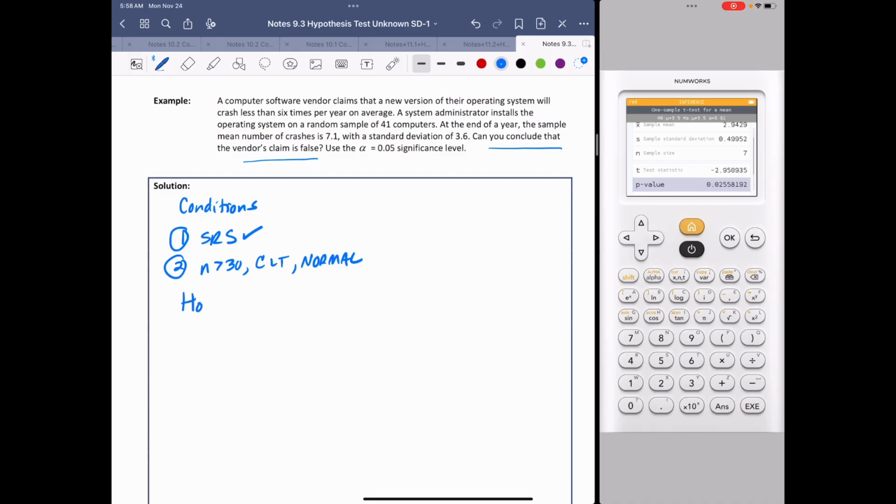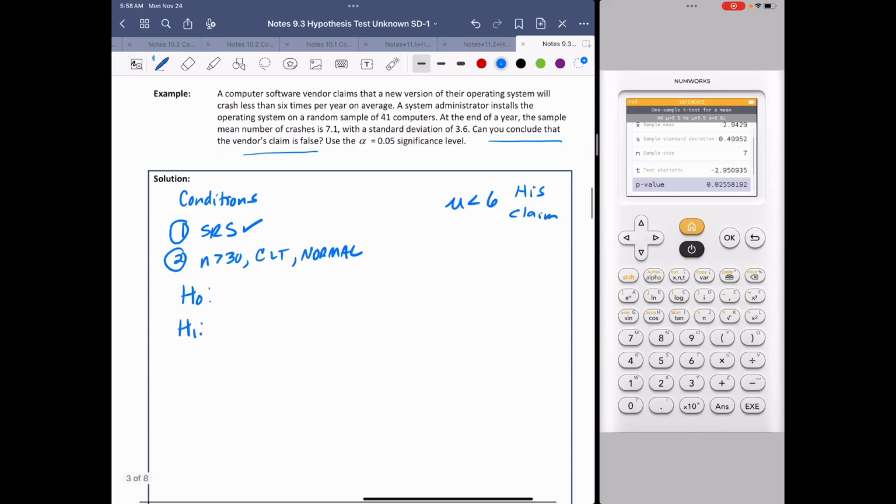And this one, the vendor's claim was that it would crash less than 6 times per year. All right, so his claim is less than 6. To conclude that his claim is false, I'm going to say no. I think it's greater than 6. Okay, so that's concluding that his claim is false. So H1 is going to be mu is greater than 6. Again, his claim is false. And H0 is going to be mu is 6.